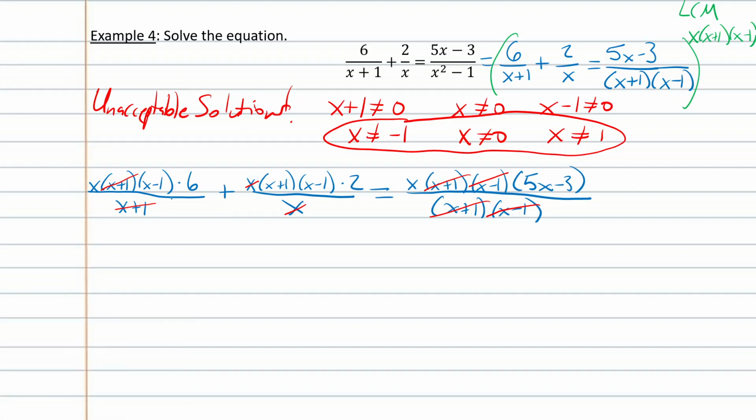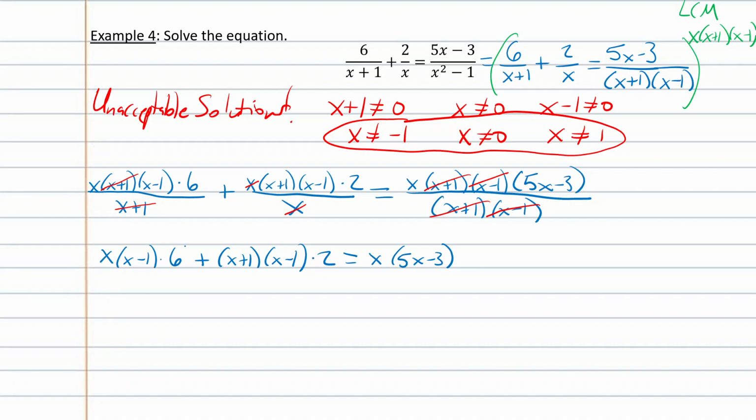Okay, I'm going to work through this simplification step. Here I have x times x minus 1 times 6 plus x plus 1 times x minus 1 times 2 equals x times 5x minus 3. Okay, let's see what kind of simplification we can do now.